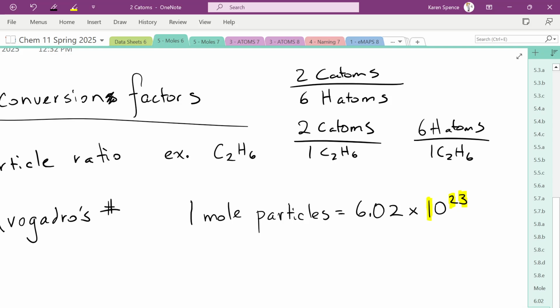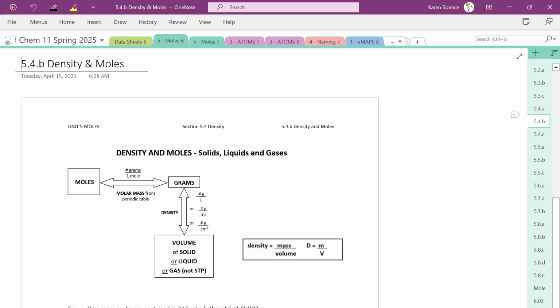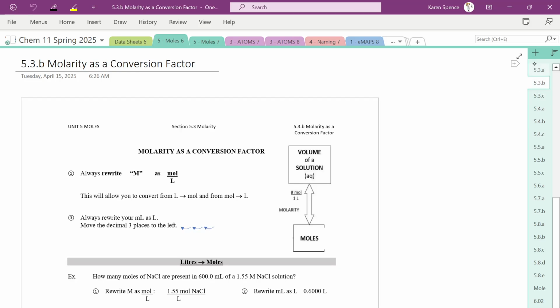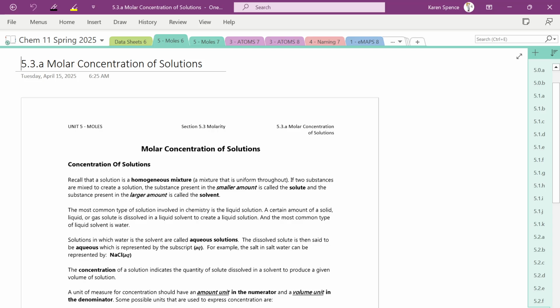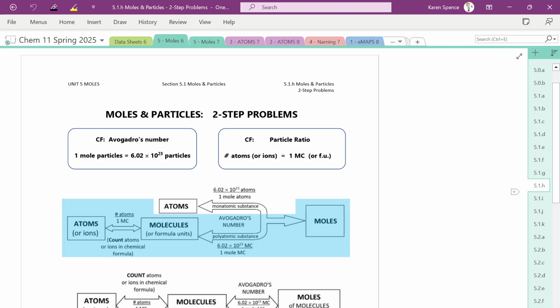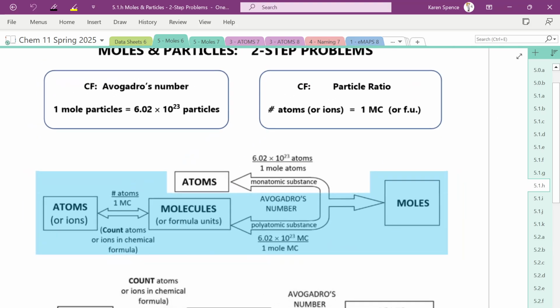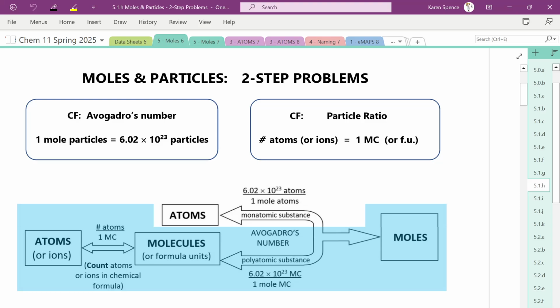And on page 20, I got to go way back. Here we go. We have some 2-step mole problems. So we're going to be using both conversion factors, Avogadro's number and the particle ratio.